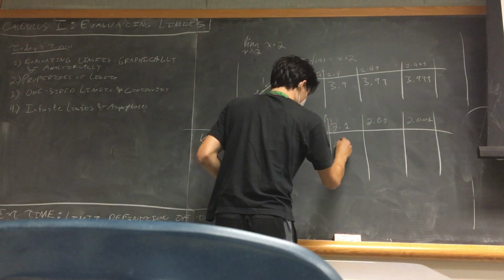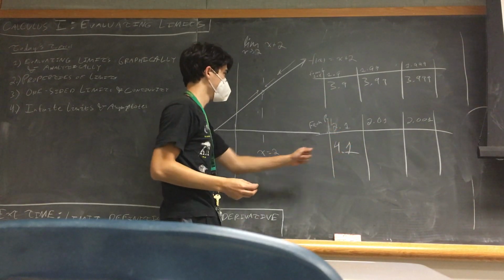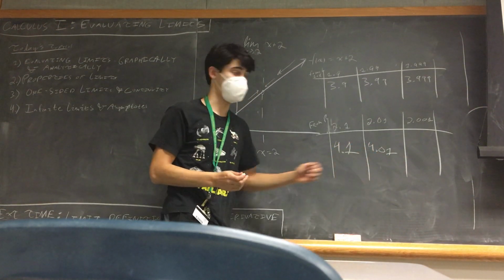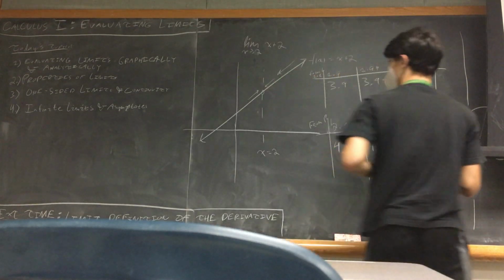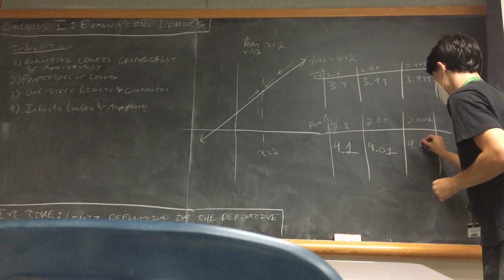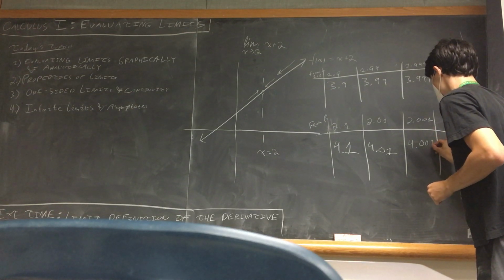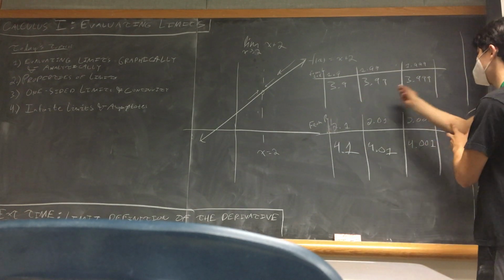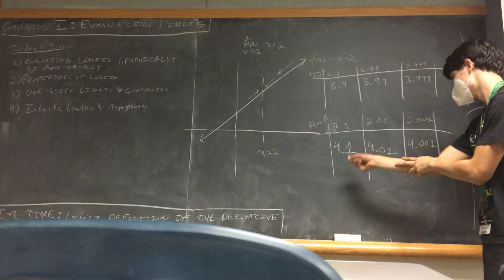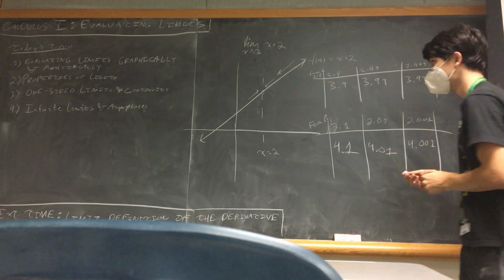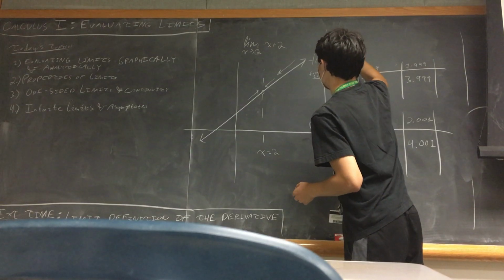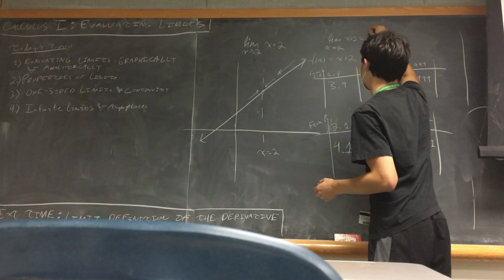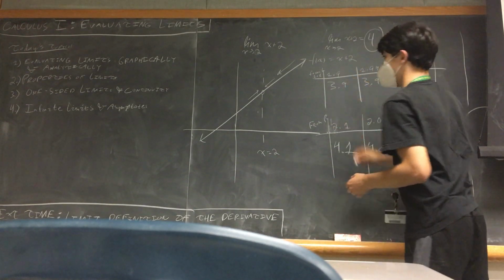2.1 plus 2 is 4.1. 2.01 plus 2 is 4.01. And 2.001 plus 2 is 4.001. So from the left, we're getting closer and closer to 4. And from the right, we're getting closer and closer to 4 as well. So we can say that the limit as x approaches 2 of x plus 2 is equal to 4.